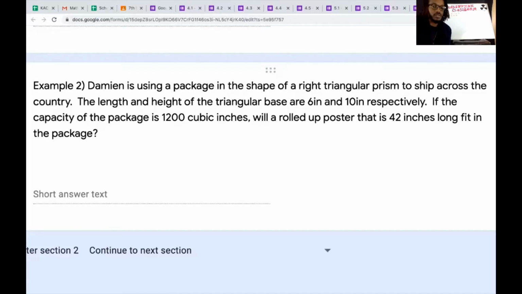Damien, it's my brother's name, by the way, is using a package in the shape of a right triangular prism to ship across the country. The length and the height of the triangular base are 6 inches and 10 inches respectively. If the capacity of the package is 1,200 cubic inches, will a rolled up poster that is 42 inches long fit in the package?